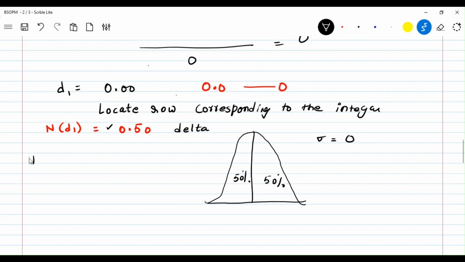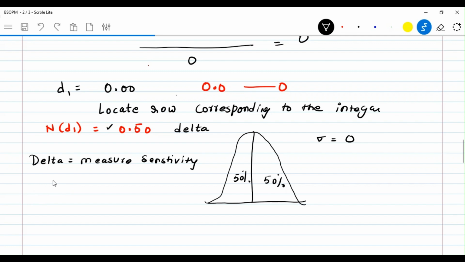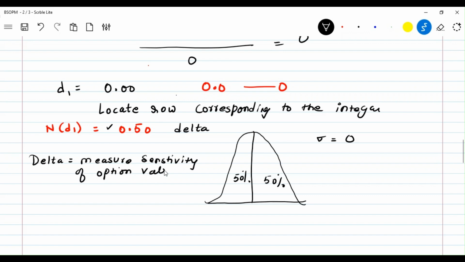First and foremost, what does delta measure? It measures the sensitivity, that we all know. Now, sensitivity of what? It measures how sensitive our option is in relation to the change in the spot rate of the underlying value. So it measures the sensitivity of option value with respect to changes in your underlying spot rate.